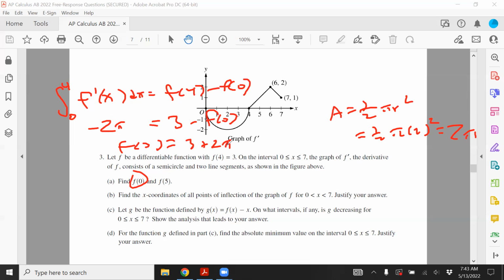My guess is that probably worth 1 or maybe 2 points or something like that. Maybe 1 point for the setup and 1 point for the answer, and then getting f(5), you get another point for that one. So that's that one right there.